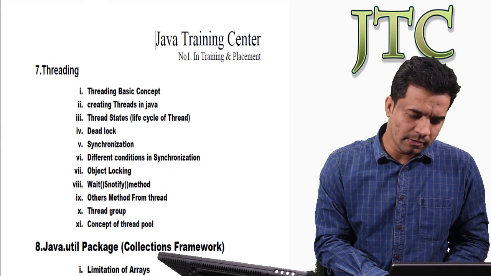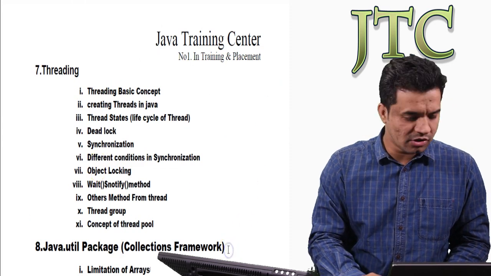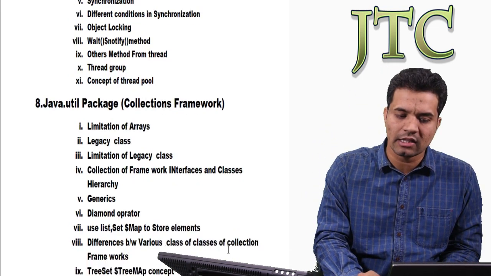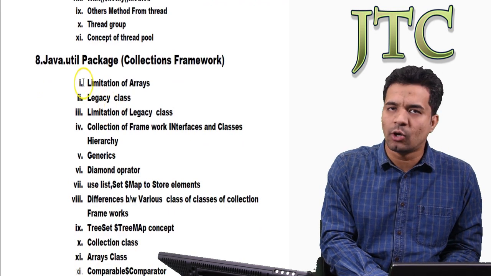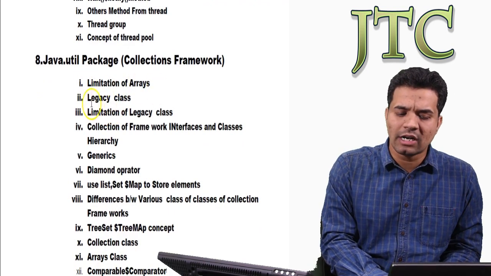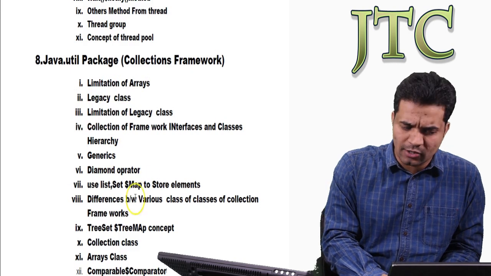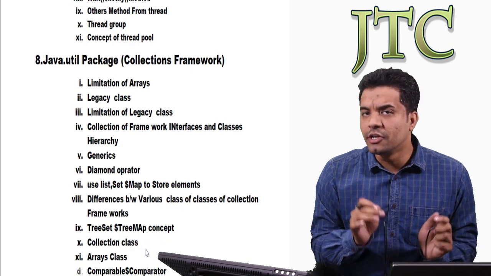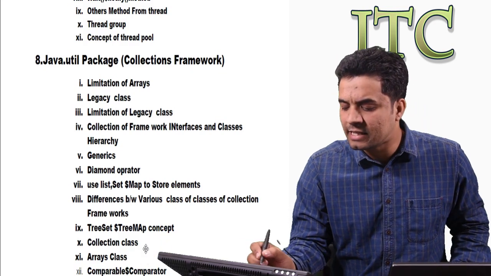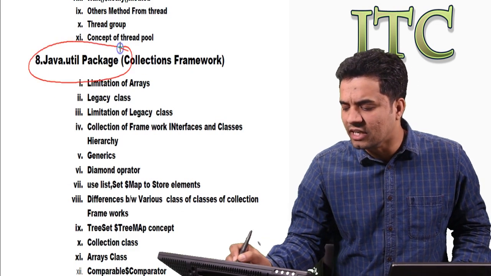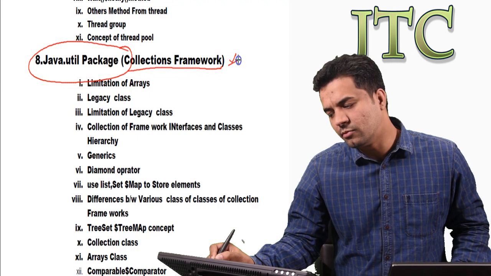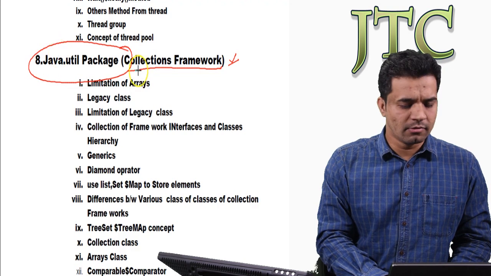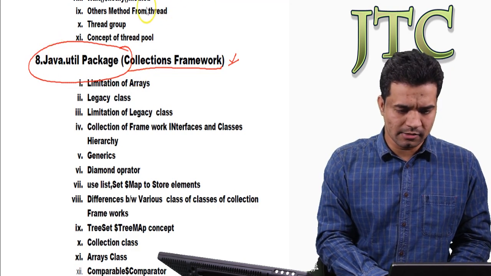Next one, again I am coming to the util package. It's the collection framework, which is more and more popular. We have seen what exactly the collection framework is and how it works. So the collection framework is a very important topic. Again, limitations of the collection framework, legacy classes and all other things, generics, the diamond operator, and many new things which are introduced, especially in this util package. We will be talking about these new things also, so just wait for the corresponding classes that we will be discussing inside this.